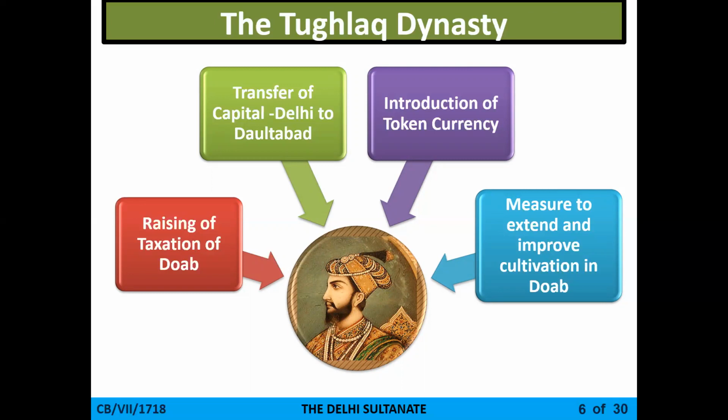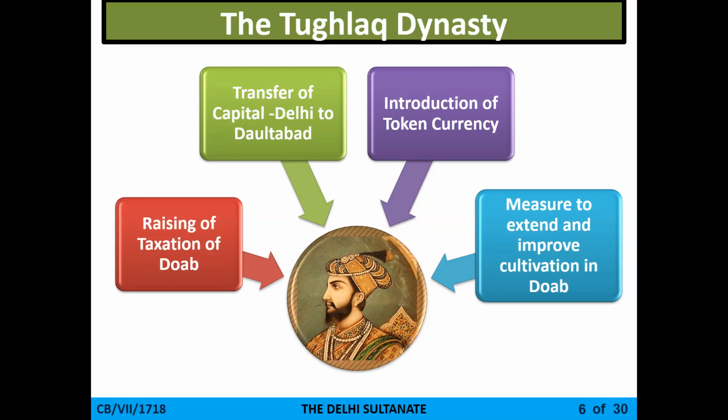But still the measure didn't bring results. This was his very good reform, but still it failed. And the reason was his inexperienced and corrupt officers. Those officers utilized that money for their own benefit rather than investing in agriculture. So this way, most of his reforms failed.